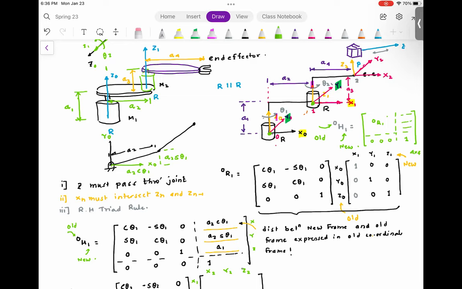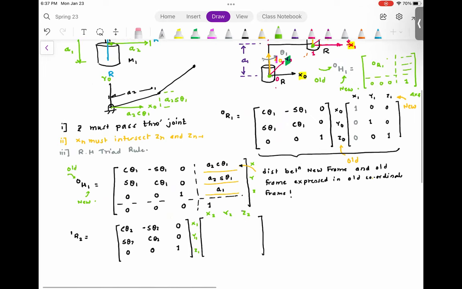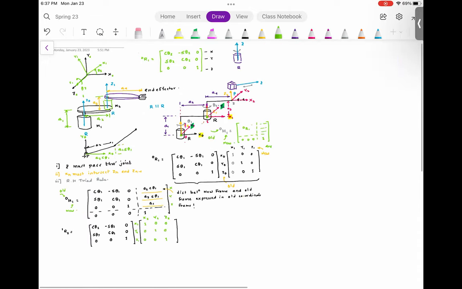Let me repeat this once again. In the projection matrix, we need to look at the orientation of the axes. The new axes are x2, y2, z2. X2 is aligned with x1, y2 is aligned with y1, z2 is aligned with z1. So this projection matrix is going to be an identity matrix just as before. So this will be 1, 0, 0; 0, 1, 0; 0, 0, 1. I'll give you a minute to look at this. Are you with me so far?